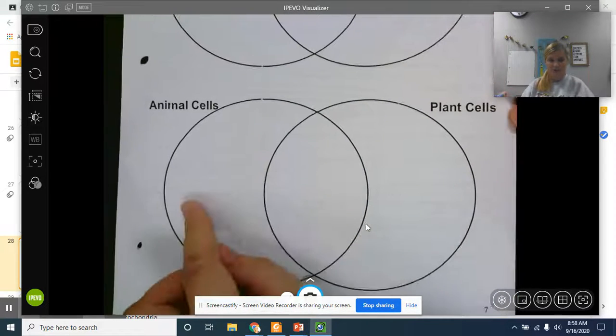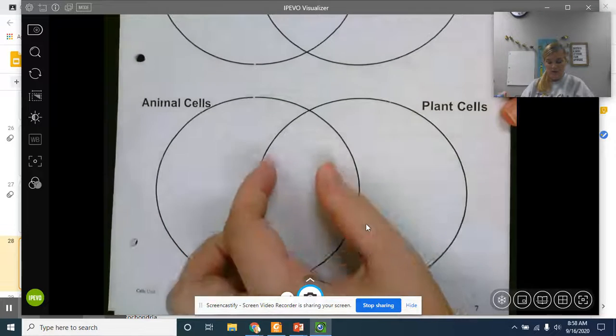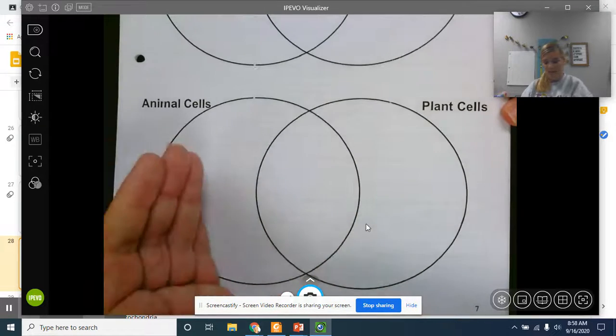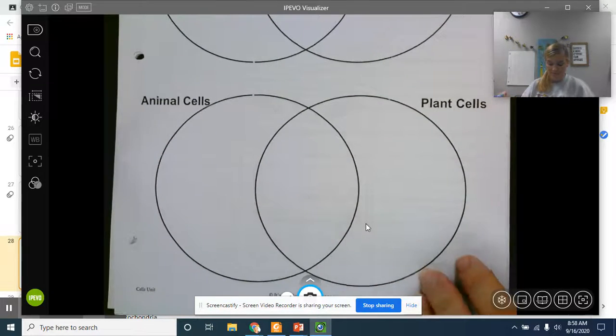Same thing with our animal cells and plant cells. There are organelles that they share. So we're going to put the ones that they both have in the middle, and the ones that only are in animal cells on the left, and the ones that are only in plant cells on the right.